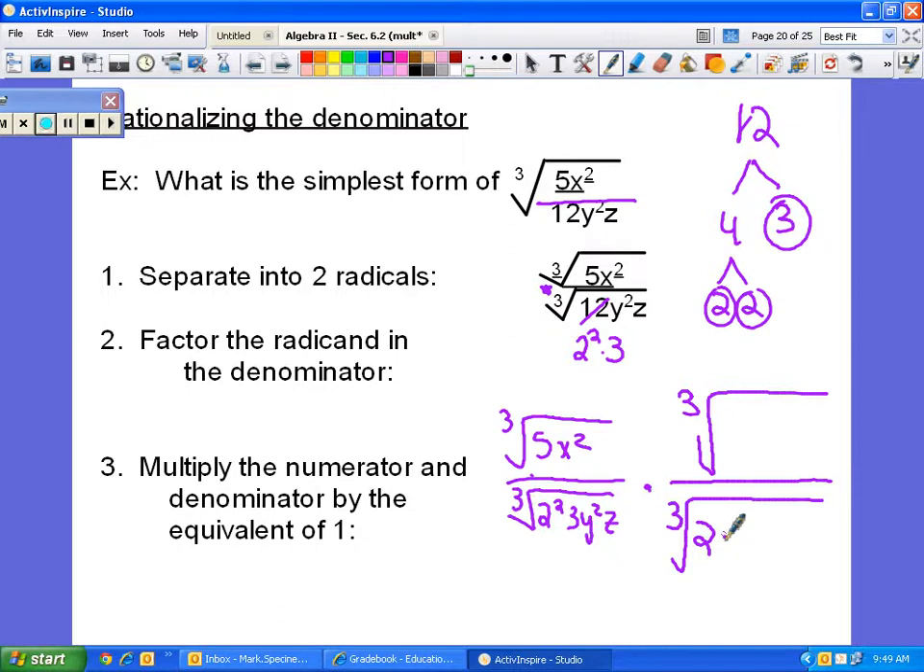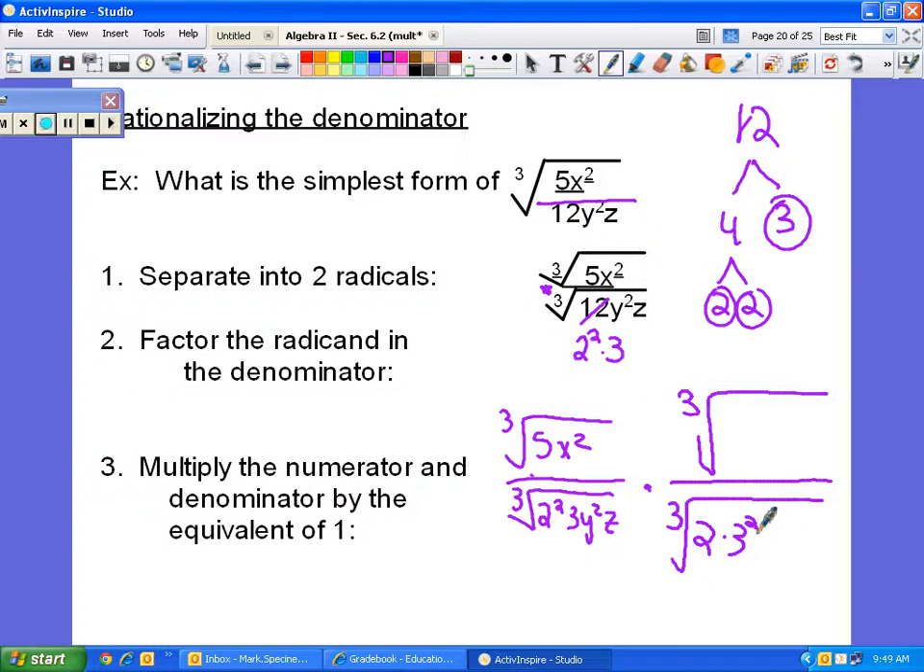How many 3's do I need to make 3? No. I have 1. Stop looking at the value and look at the numbers of the quantity. I need 2 of them. So I'm going to multiply it by 3 to the second power. I don't want the value of 3. I want groups of 3.